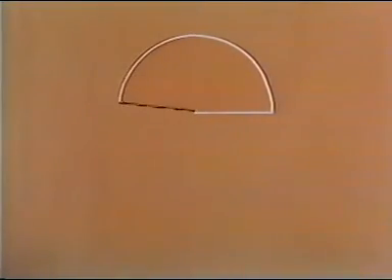Well, what about some other angles? For example, this angle is 0.5 radians. The ratio of arc to radius is a half. Here the angle is just 1 radian. The arc is the same length as the radius. This angle is 2 radians. At this point, the angle is 3 radians, and so on.